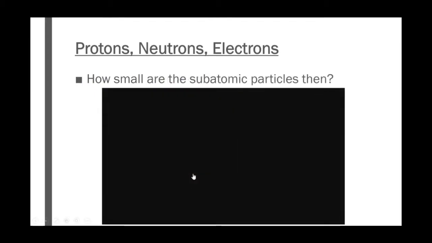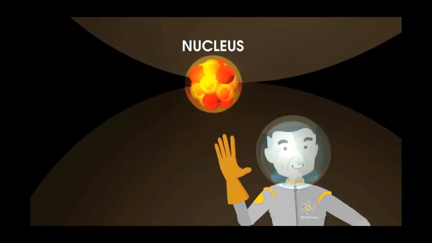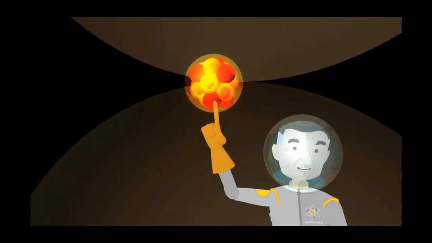But if an atom is so small, how small are the subatomic particles then? Right, so we'll take a look at a video to show us an analogy about how small the subatomic particles are. The center of the atom is something called the nucleus, which contains protons and neutrons. And on the outside, you'd see electrons. So how big is the nucleus? Well, if atoms are like blueberries in the earth, how big would the nucleus be?